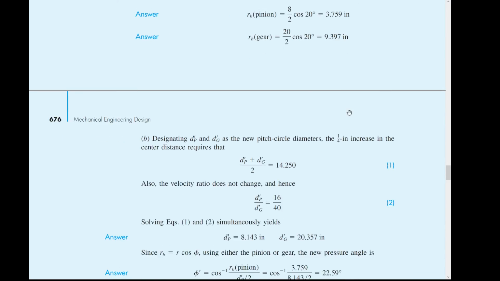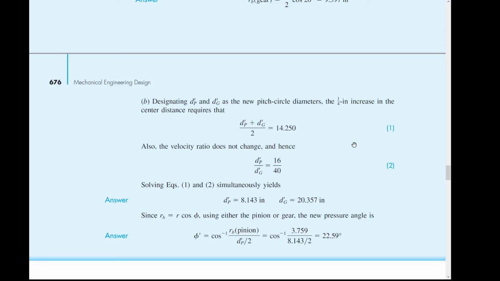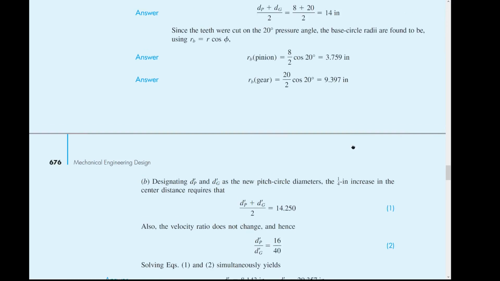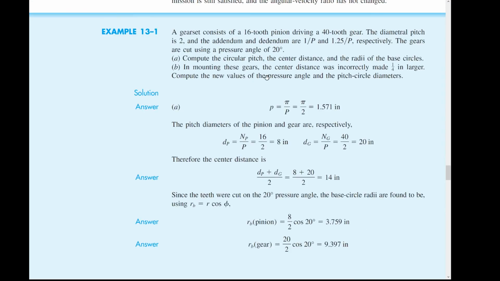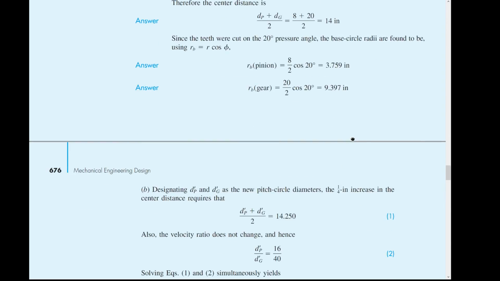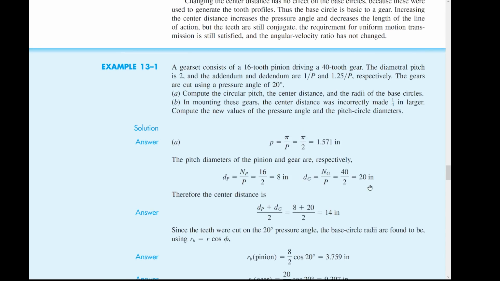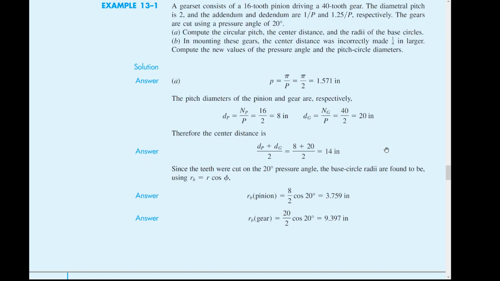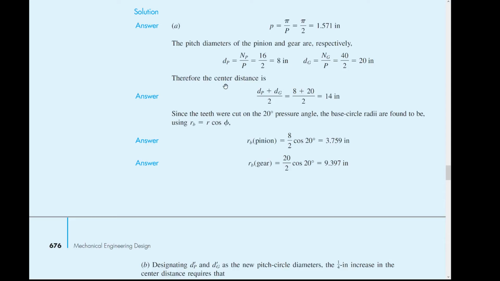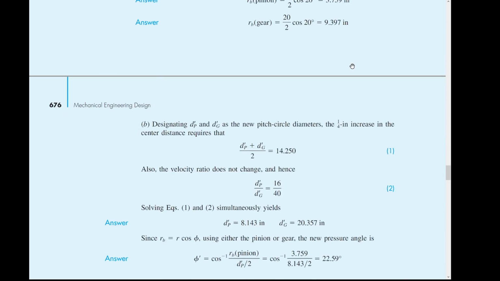Then designating D prime P and D prime G as the new pitch circle diameters. The 1/4 inch increase in the center distance requires that D prime P plus D prime G over 2 equals 14.25, because 1/4 inch longer is 0.25 inch larger than the center distance. Where did we say the center distance was? We got a 28 center distance, right? I guess 40. Therefore, the center distance is 14. Yeah. So now it's 14.25.